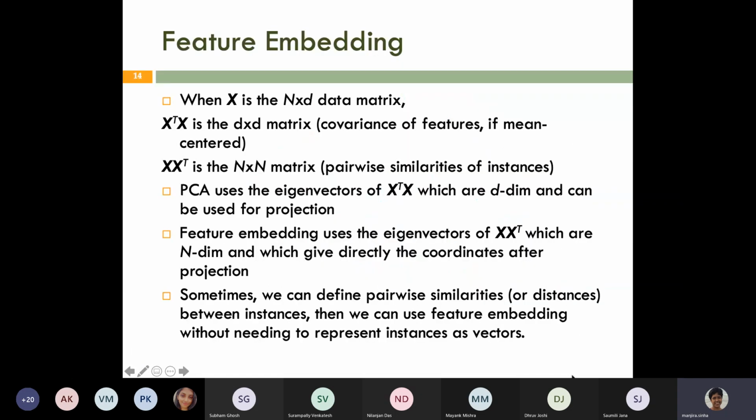So now there is another method called feature embedding. I think there were lots of queries yesterday regarding the dimensions of the X, W, and Z. So feature embedding is, I'm deviating a little bit from the PCA first. You must have heard about it in artificial neural networks.